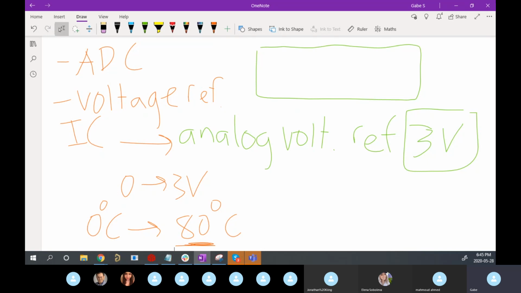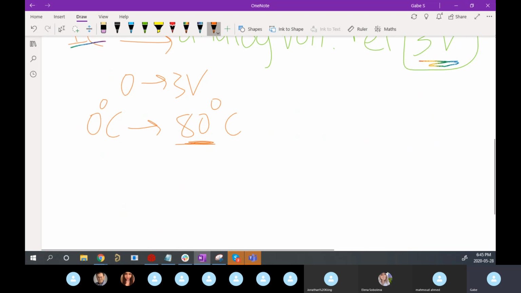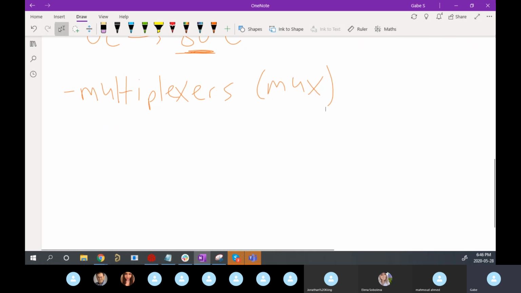So we have an ADC. We have the voltage reference IC, which defines our maximum voltage. We also have these things called muxes, or multiplexers. Sometimes you call it a mux. And basically what that allows us to do is switch really quickly between different signals.